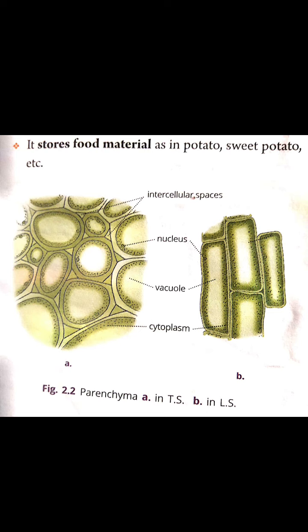Okay, clear or not? I am revising once again. The parenchyma in the mesophyll cells of leaves contains the chloroplast, and the parenchyma which contains the chloroplast is called chlorenchyma, not parenchyma. It is to be remembered. Okay.